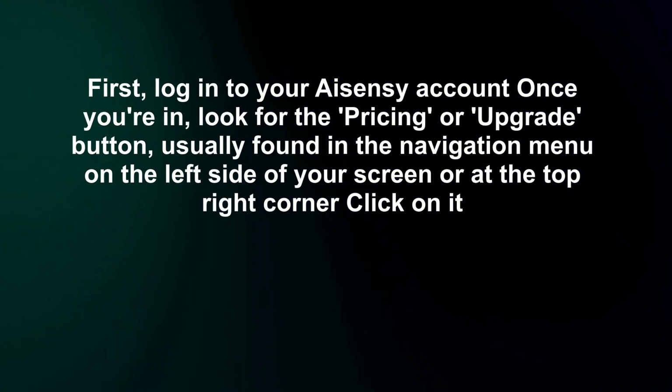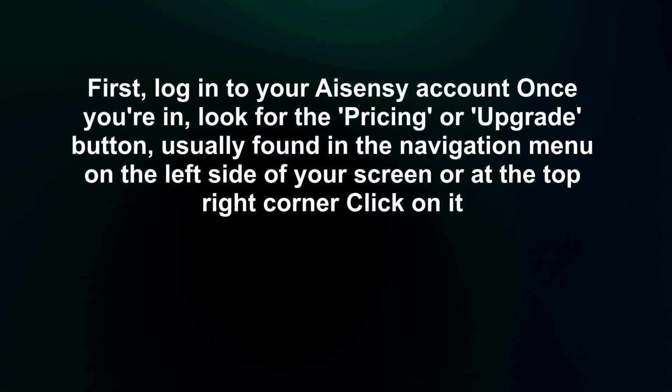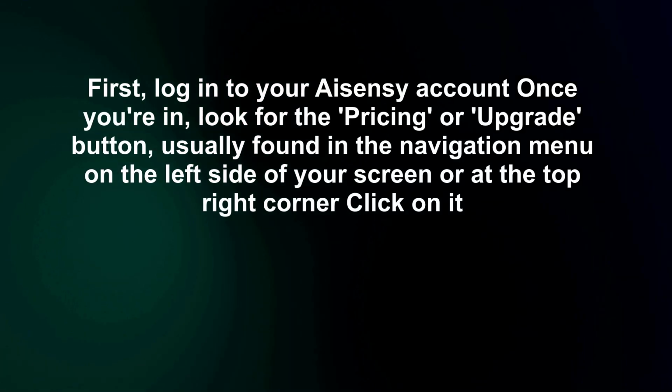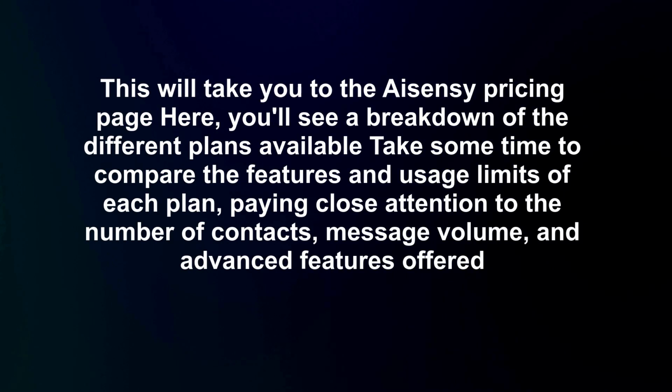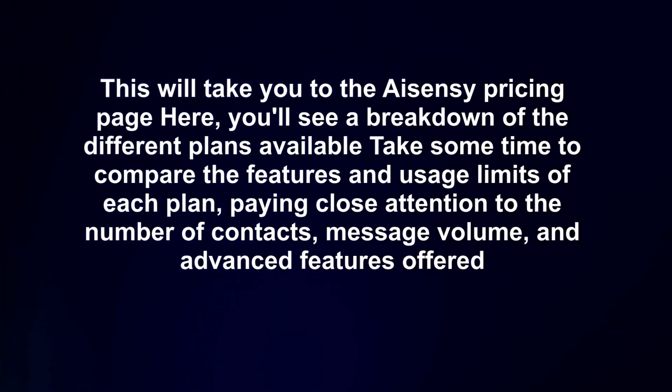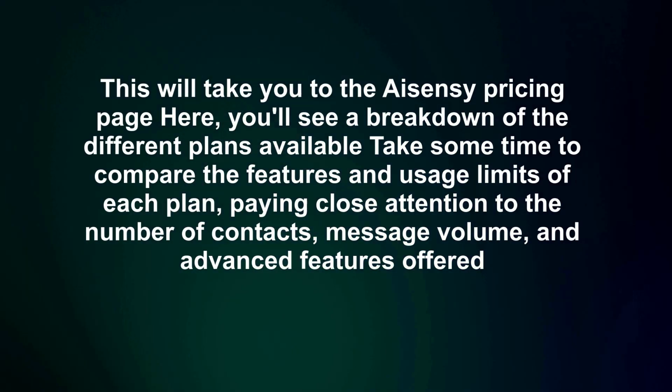Once you're in, look for the pricing or upgrade button, usually found in the navigation menu on the left side of your screen or at the top right corner. Click on it. This will take you to the Aisensy pricing page. Here, you'll see a breakdown of the different plans available.